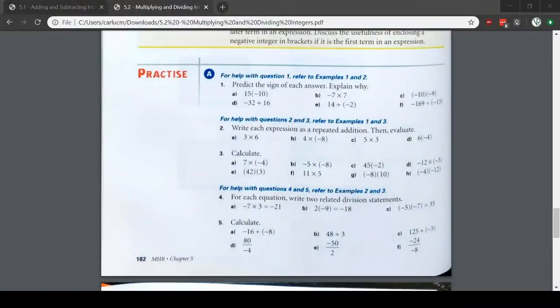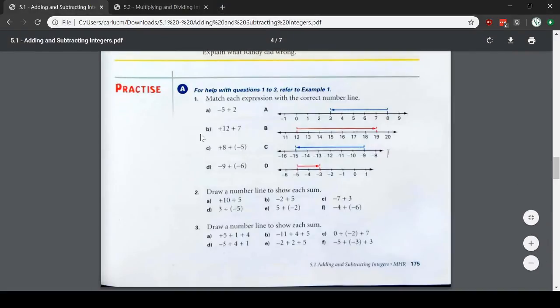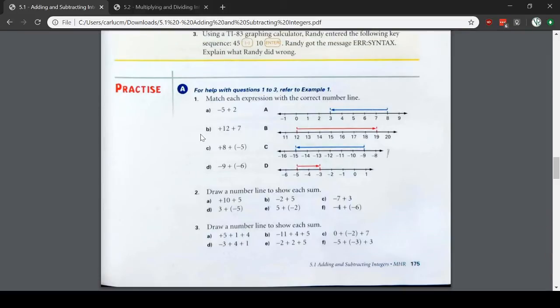So I had assigned some questions, and if we look at a few of those, here's our adding and subtracting sheet. We have matching the expressions with the number line in number 1. Here's a way you can also draw the number line horizontally, with the negative numbers to the left of 0 and positive numbers to the right. Note that you don't have to start at 0. You start in the area that you're working in.